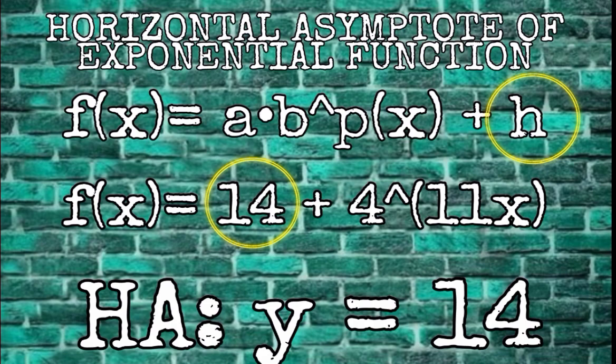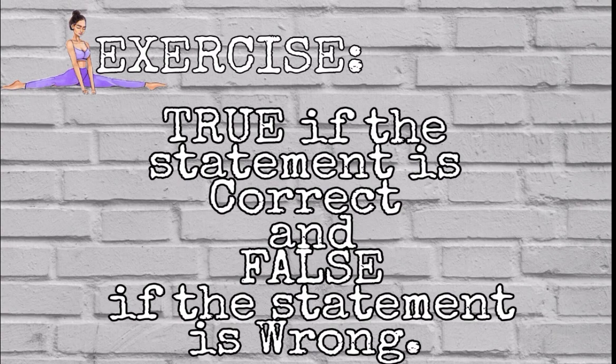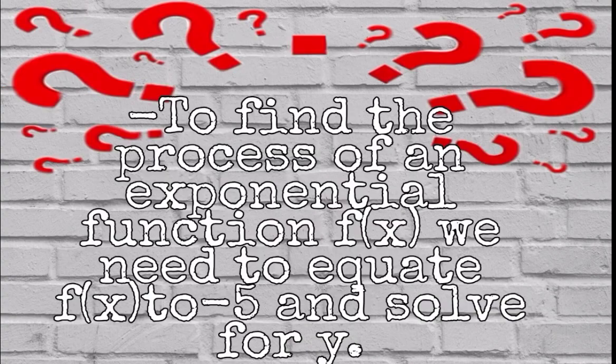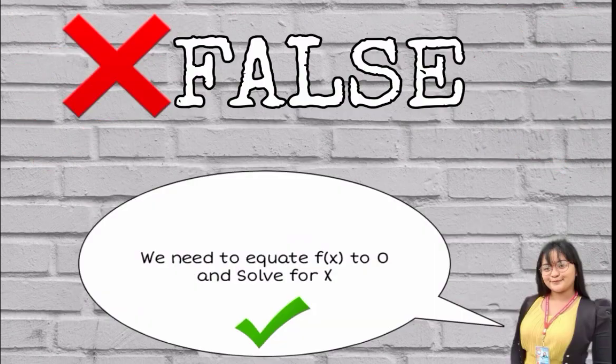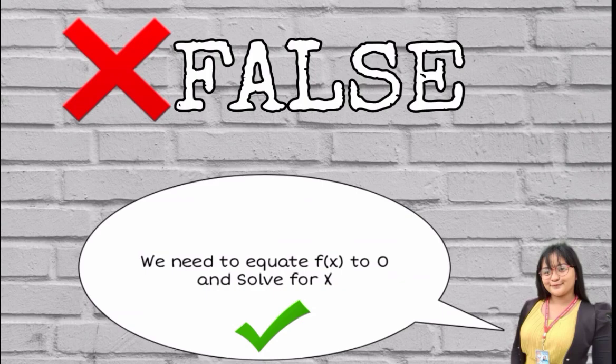Now, let's proceed to our exercise. Write true if the statement is correct and false if the statement is wrong. To find the zeros of an exponential function f(x), we need to equate f(x) to negative 5 and solve for y. What's your answer? Oh, correct. That statement is false. Why? Because the correct statement is we need to equate f(x) to 0 and solve for x.